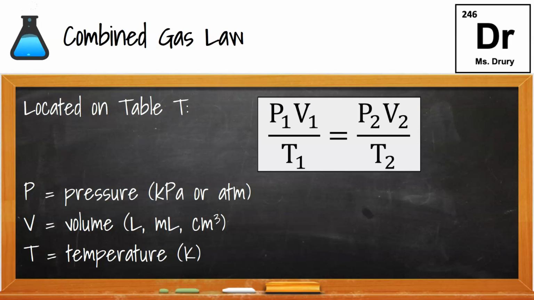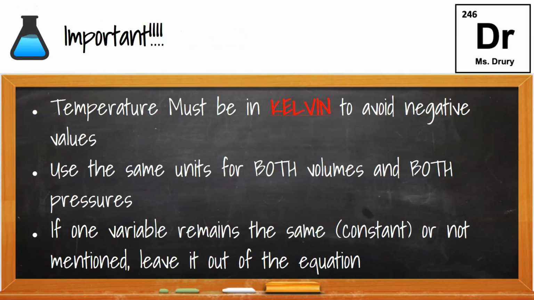They give you the pressure, volume, and temperature of the first gas versus when you do it again for a final condition. So the first side is the initial conditions, and the second side is the final conditions.